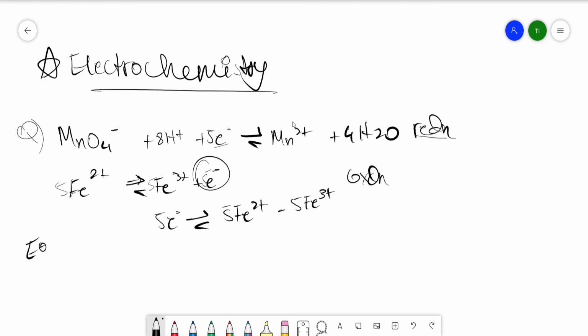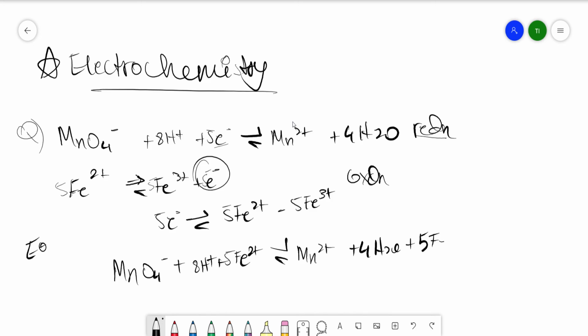Okay, now you see that this is what 5e minus equals, so you just substitute that into this equation. MnO4 minus plus 8H plus, and what's it equal to? 5Fe2 plus, and because this is in minus, you have to take it to the product side. So Mn2 plus 4H2O, and the minus you have to make it plus, so 5Fe3 plus. This is the full equation, the actual equation from the reduction and oxidation reaction.